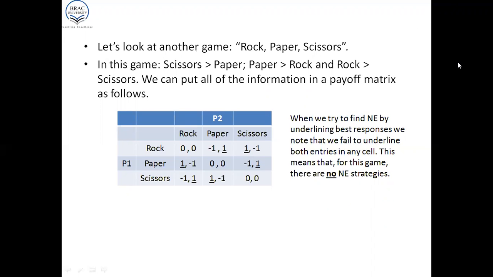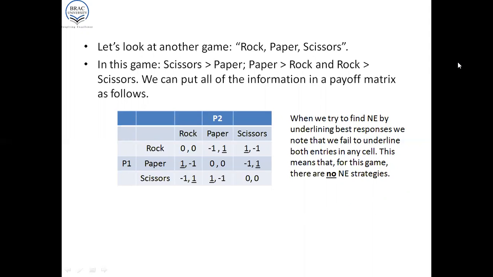Now let's look at another game called rock, paper, scissors. In this game, scissors is greater than paper, because scissors cuts paper. Paper is greater than rock because paper can cover rock. And rock is greater than scissors because rock can smash scissors. We can put all of the information into a payoff matrix again. So you have 2 players, P1 and P2, and 3 strategies or options: rock, paper, and scissors.